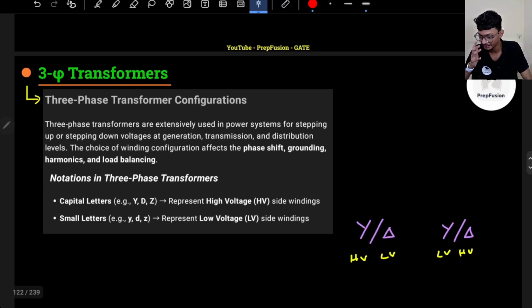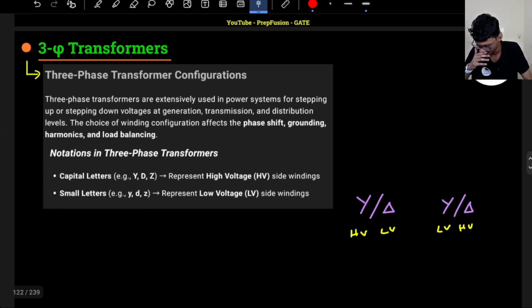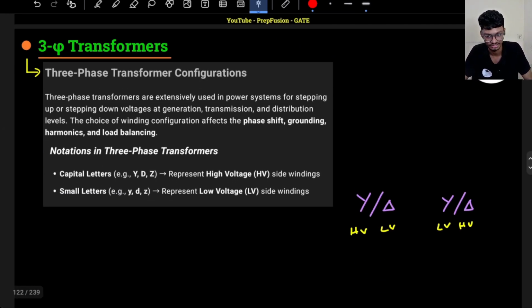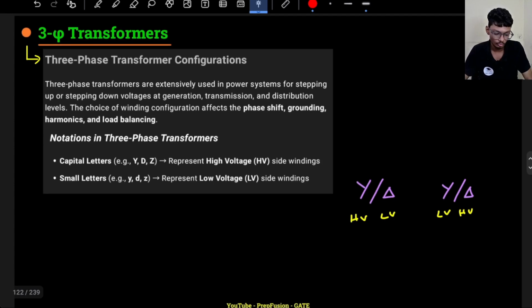So now let's come to the main topic that we actually want to discuss. Three-phase transformer configurations. Of course, you know that mainly in three phase there are two types of connections: star connection and delta connection. We will decode every single thing.